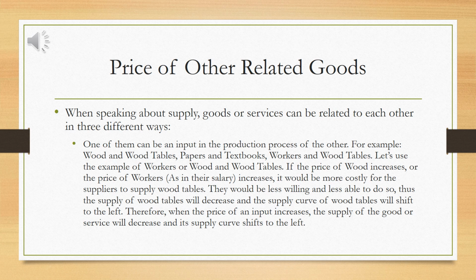If the price of wood increases or the price of workers, as in their salary, increases, it would be more costly for the suppliers to supply wood tables. They would be less willing and less able to do so. Thus, the supply of wood tables will decrease, and the supply curve of wood tables will shift to the left. Therefore, when the price of an input increases, the supply of the good or service will decrease and its supply curve will shift to the left.